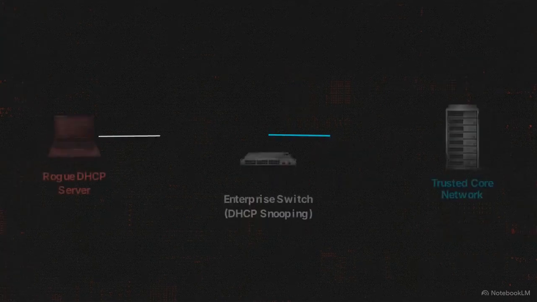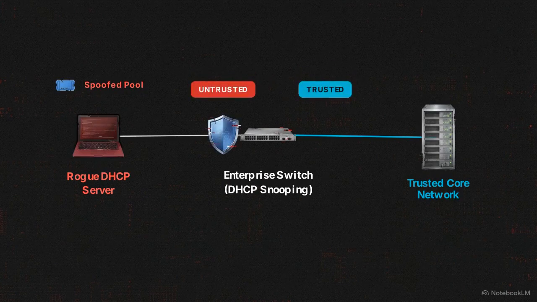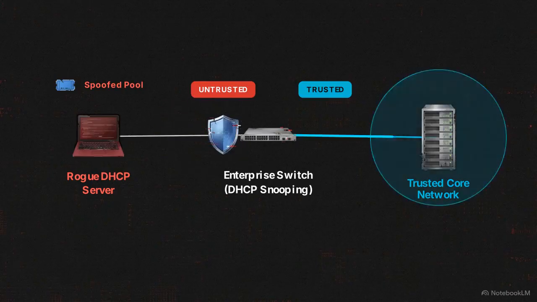When the attacker tries to spoof the IP pool, DHCP snooping blocks it. By classifying the lobby port as untrusted, the switch automatically intercepts and drops the rogue DHCP offer packets, bouncing them harmlessly off the perimeter.